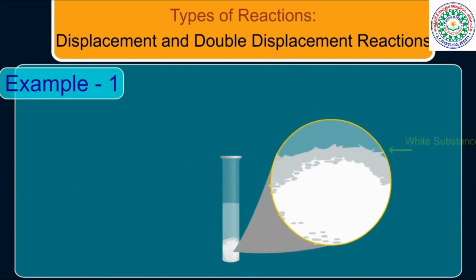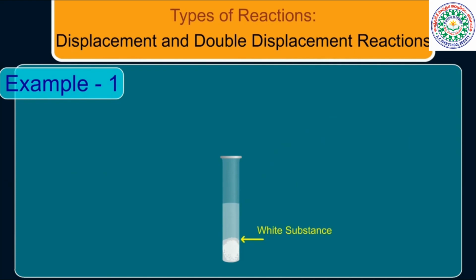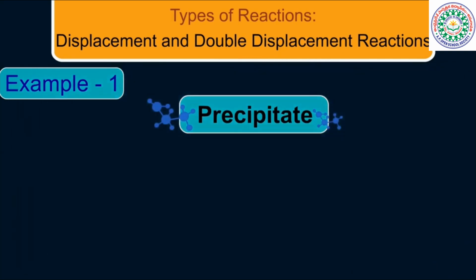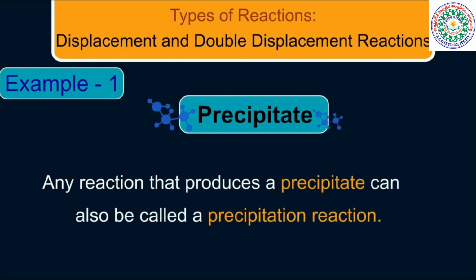You will observe that a white substance which is insoluble in water is formed. This insoluble substance formed is known as a precipitate. Any reaction that produces a precipitate can also be called a precipitation reaction. So students, how is this reaction a double displacement reaction?